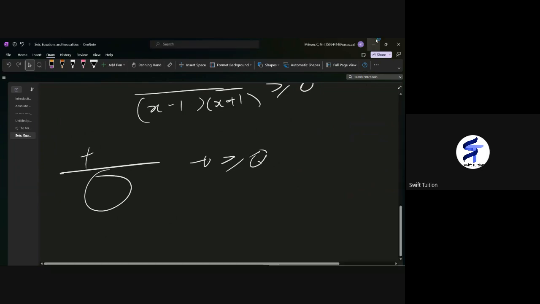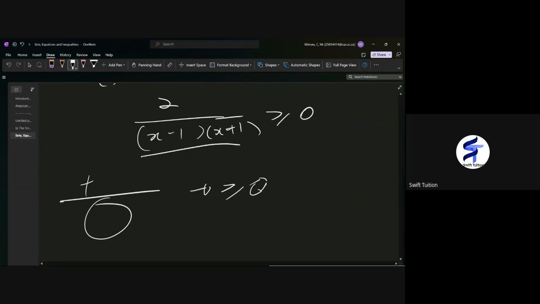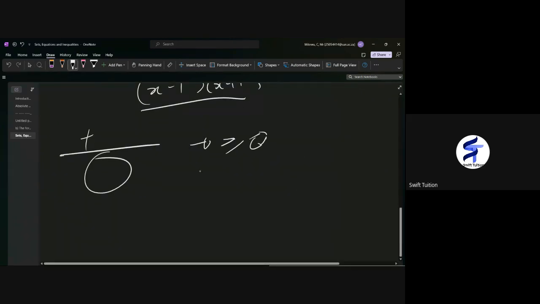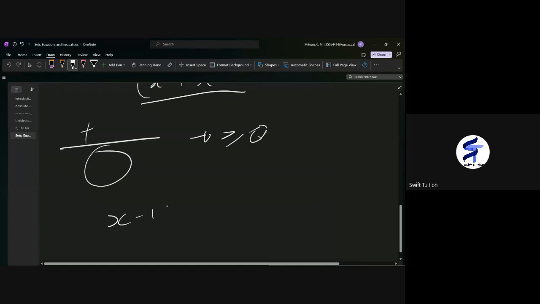So that's particularly important. So we are essentially trying to solve then for when the denominator is greater than or equal to 0. Because if this denominator is greater than or equal to 0, then the entire expression is going to be greater than or equal to 0. So that's what I'm going to do. I'm going to say (x minus 1)(x plus 1) is greater than or equal to 0.